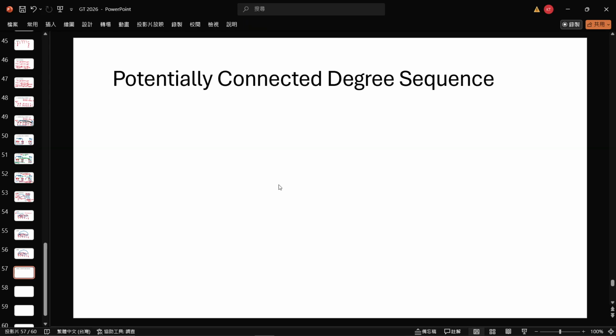Okay, so here the keyword that I'm going to define is potentially connected. So if a degree sequence is potentially connected, this means not only that this is graphical, but we can also find a connected graph to realize it.